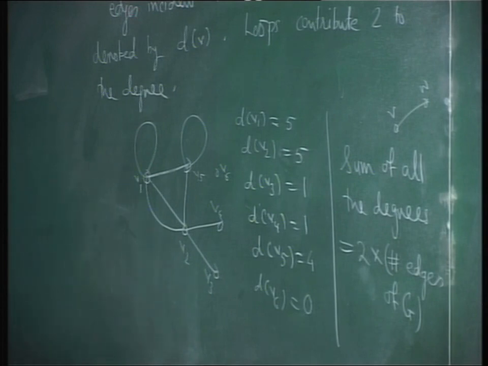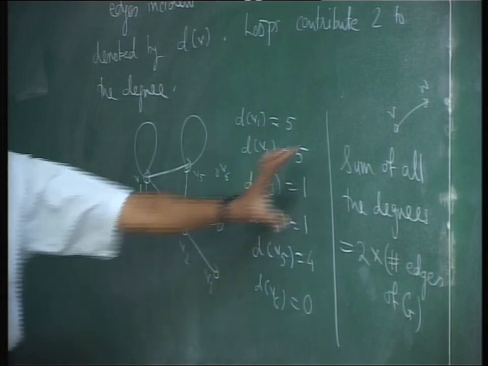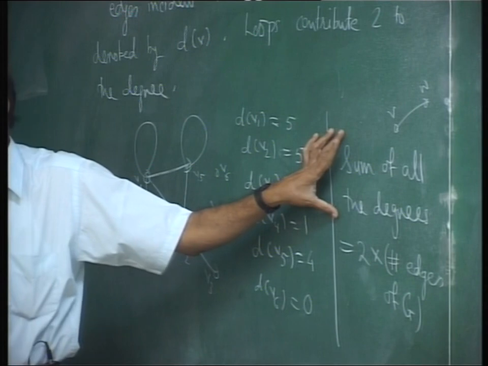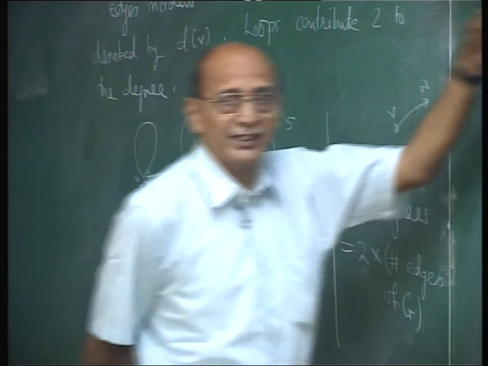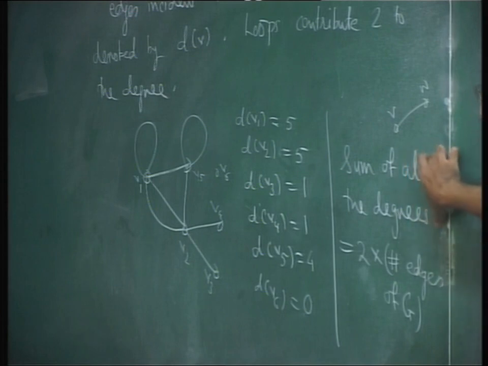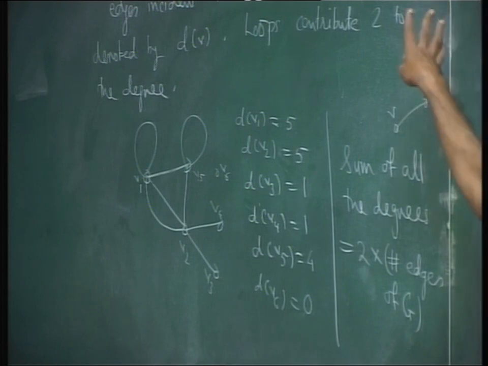For any even vertex, its contribution to the left hand side, the degree sum, is an even number. The fact that it's an even vertex means its degree is even. Its degree is an even number. For any odd vertex, the contribution to this sum is an odd number, but the total is an even number. Therefore, what I get for free out of this is that the number of odd vertices in any graph has to be an even number. Okay.